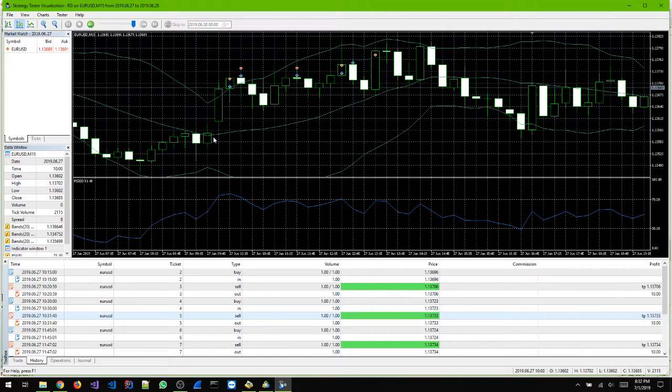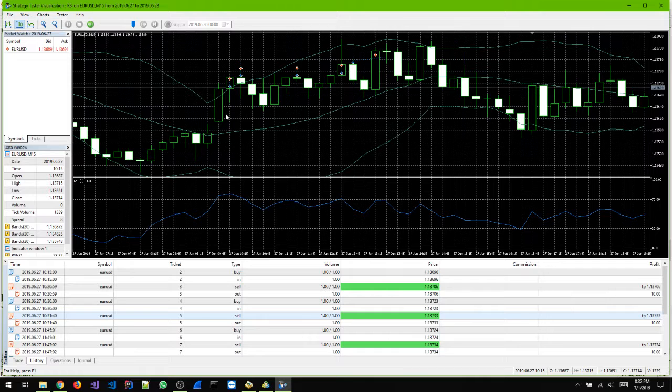The first thing it does is check the 2 previous candlesticks to make sure that it's going into an uptrend. For example, it checks the opening price of this candlestick and the closing price of this candlestick, indicating a rising candlestick, and checks this candlestick as well before entering a trade here.